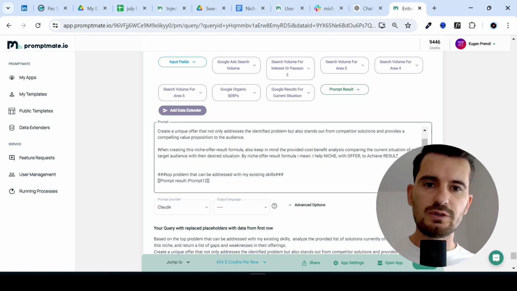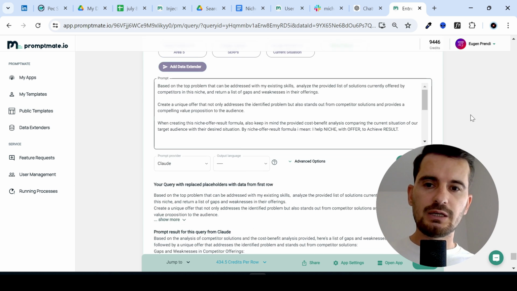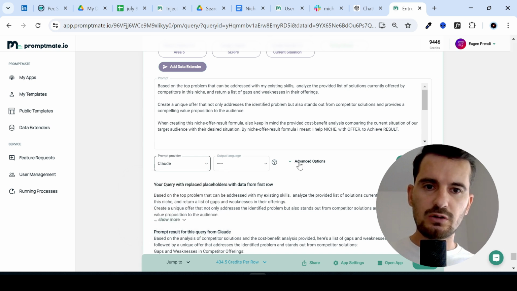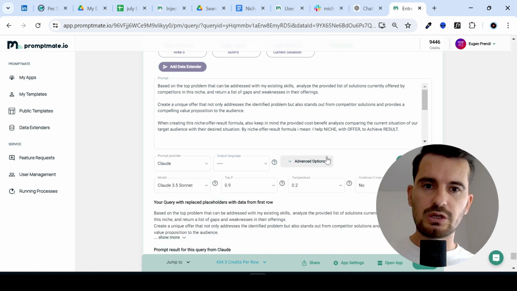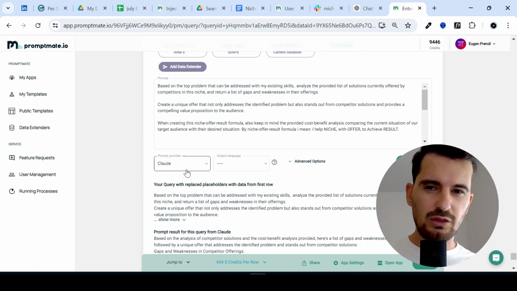By niche offer result formula, I mean I help niche with offer to achieve result. And this is the final prompt. Because Claude is doing a better job than GPT-4o, especially Claude 3.5 that we're using here. It's doing better in terms of reasoning and math. I thought it was better to conclude this template with this AI system instead of just using ChatGPT 4o.